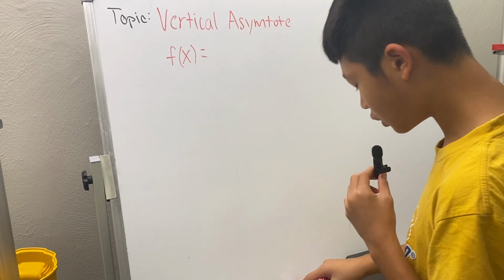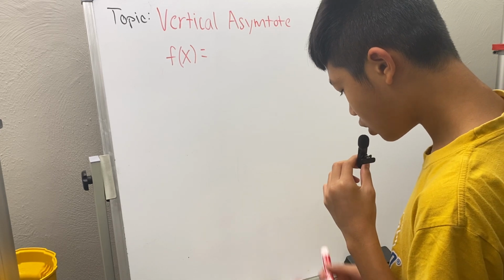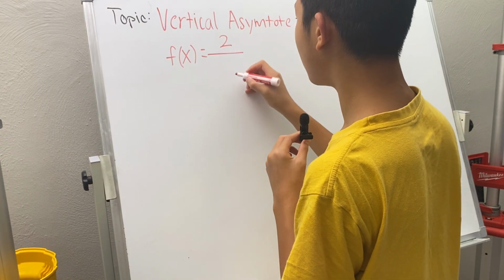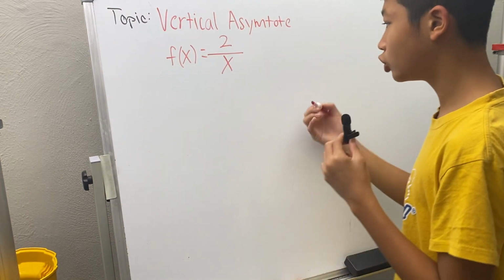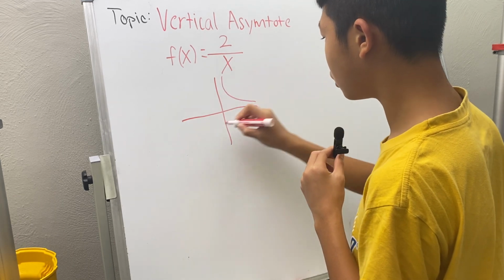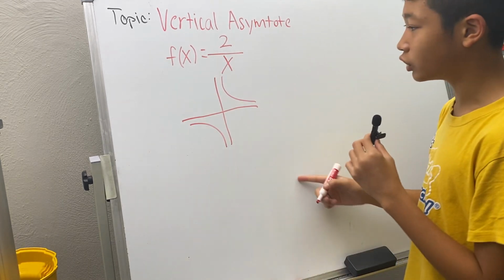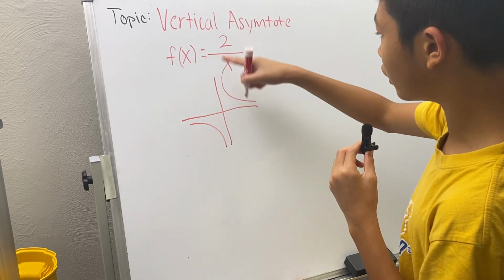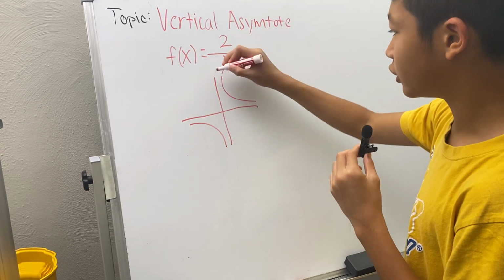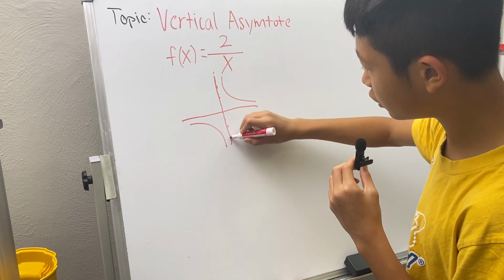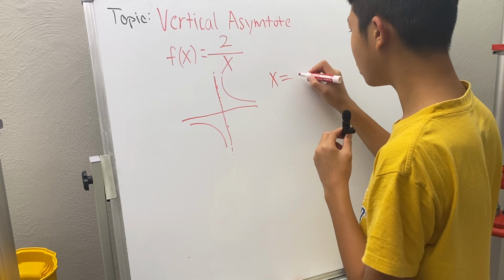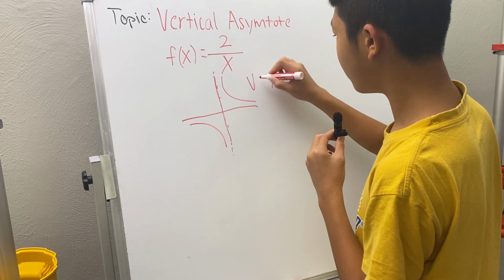Next one, let's say 2 over x. Well, 2 over x looks kind of like this. So see the graph? This is the graph, but it doesn't really touch the y-axis. As you can see, the vertical asymptote is right here. So x is not equal to 0, that's the VA.